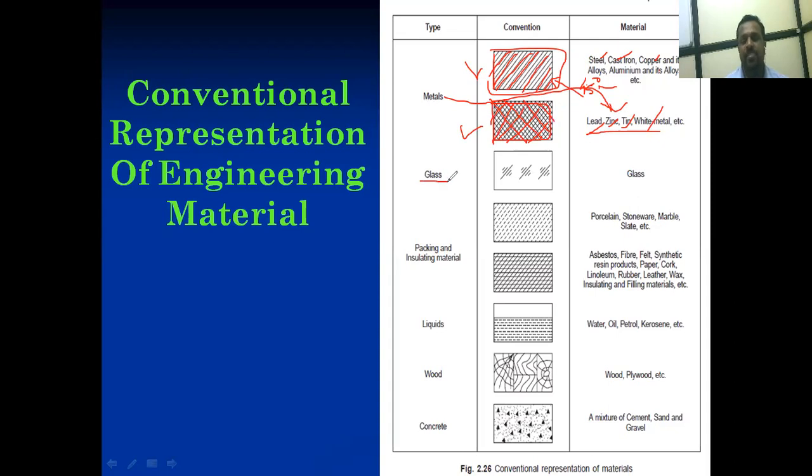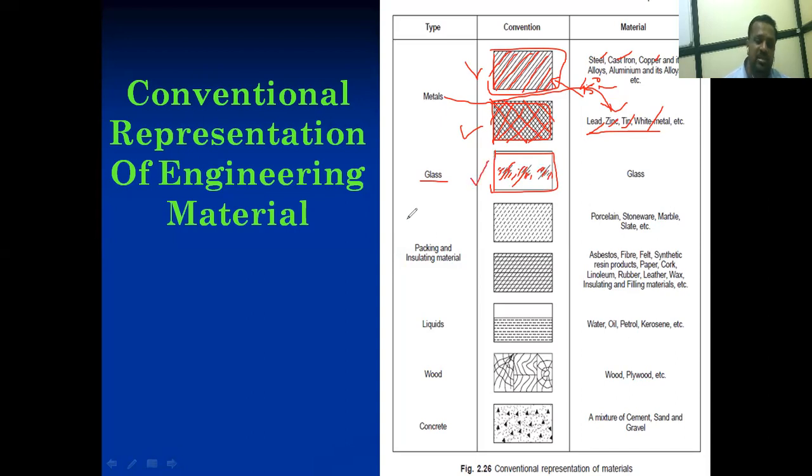The next material is glass. How to draw the conventional representation for glass? Simple. We have to draw one square box like this. Inside that square box, we have to draw one big inclined line, and on both sides of this line we have to draw smaller lines like this. This is the conventional representation for glass.